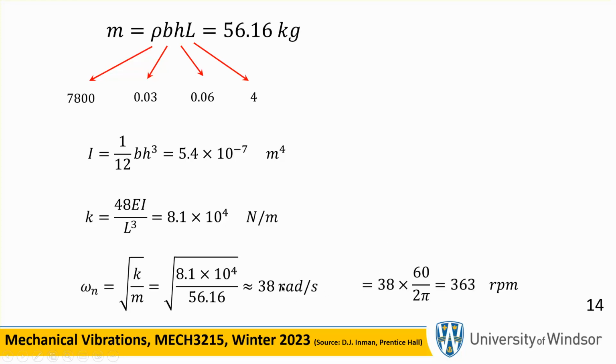And if in fact you convert this to RPM, by dividing it by 2 pi, you're going to get it in hertz. And if you multiply it by 60, because we're talking about minutes, you're going to get cycles per minute. Okay, 366. So if the speed of the motor reaches 366 RPM, trouble.